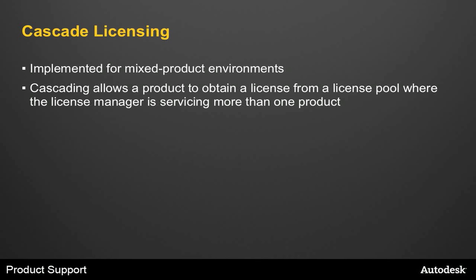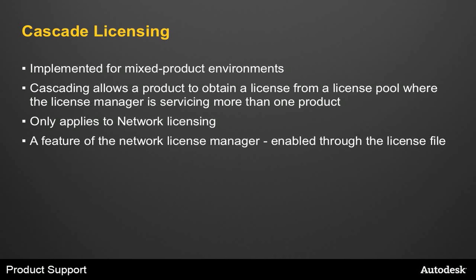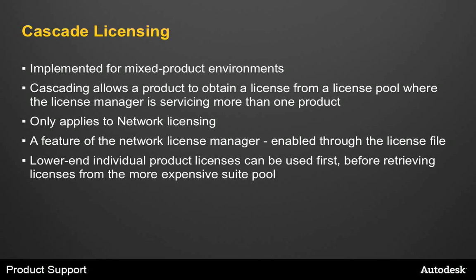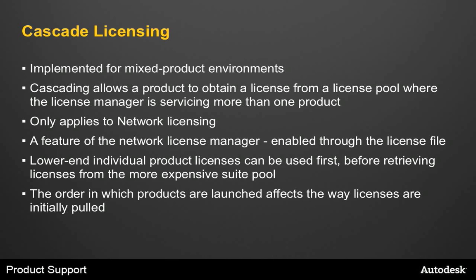All right, now let's talk about Cascade licensing. Cascading is implemented for a mixed product environment. Cascading allows a product to obtain a license from a license pool where the license manager is servicing more than one product. This only applies to network licensing. Cascading does not apply to standalone licensing. And it's a feature of the license manager and enabled through the license file. With cascading, lower-end individual product licenses can be used first before retrieving licenses from the more expensive suite pools. And the order in which products are launched affects the way licenses are initially pulled.